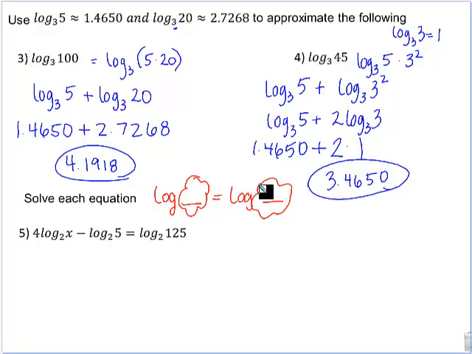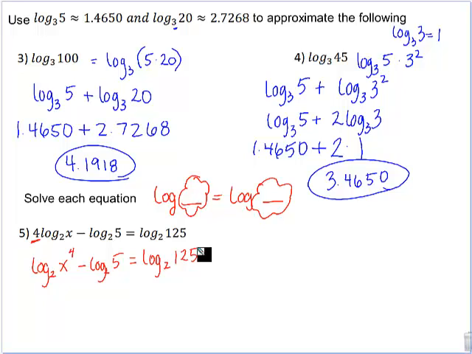So we are going to want to rewrite this as one logarithm equaling one logarithm. Okay? So when we see numbers out in front, how can we put this back into the logarithm? Yep, that 4 out in front really ends up being an exponent. So we could rewrite this as log base 2 of x to the 4th minus log base 2 of 5 is equal to log base 2 of 125.